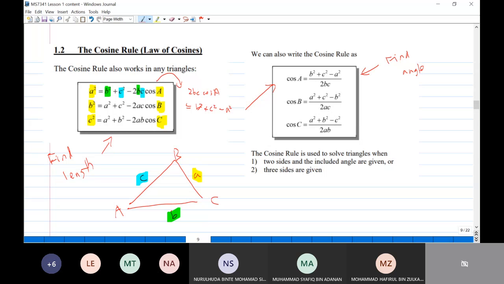Find angle A. For example, if you find angle B, you always just minus B squared here. So if you find angle A, this is A squared. The rest just change only. If you want to find angle B, this is B squared. And for angle C, this one is C squared. This is the law of cosine. So I think this slide is an important reference, so I just pass it to you first.